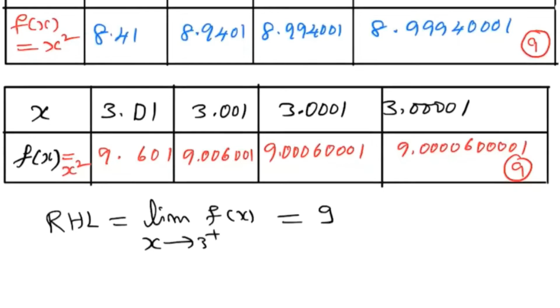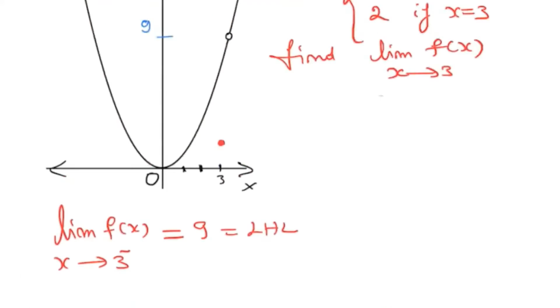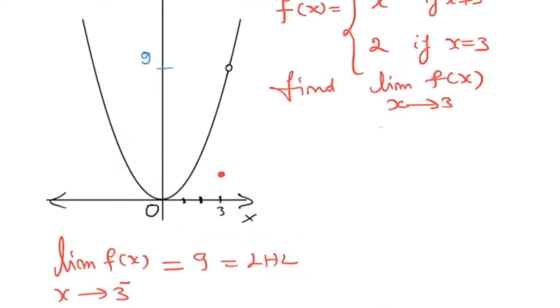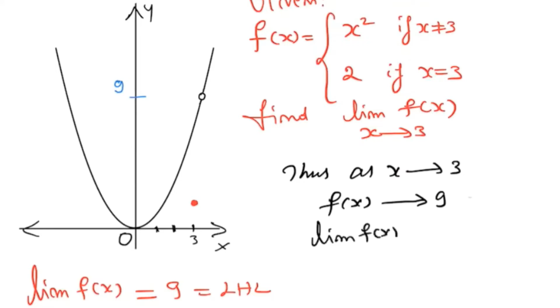Whether you approach the value 3 from the left or from the right, the value of f of x approaches 9. Thus, as x tends to 3, the value of f of x approaches the value 9. Here 9 is called the limit of f of x as x tends to 3. We write this as limit of f of x as x tends to 3 is 9.